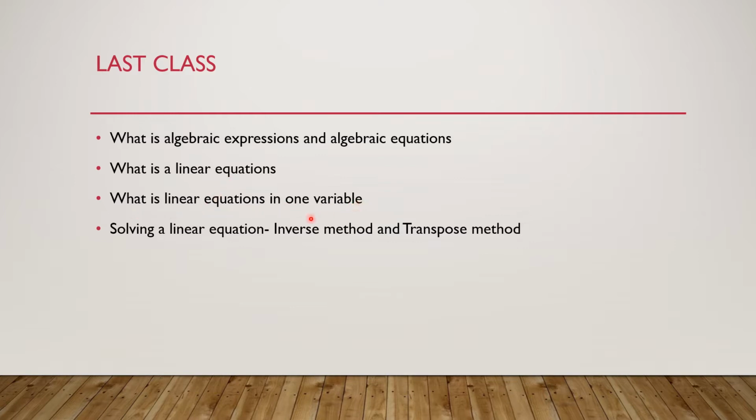That is, only one variable should be present in our equation. So we can say x equal to 3 is an example of a linear equation in one variable. But x plus y equal to 5 is an example of a linear equation in two variables. That is not in your course right now. Then we have solving a linear equation. There were two methods, inverse and transpose.